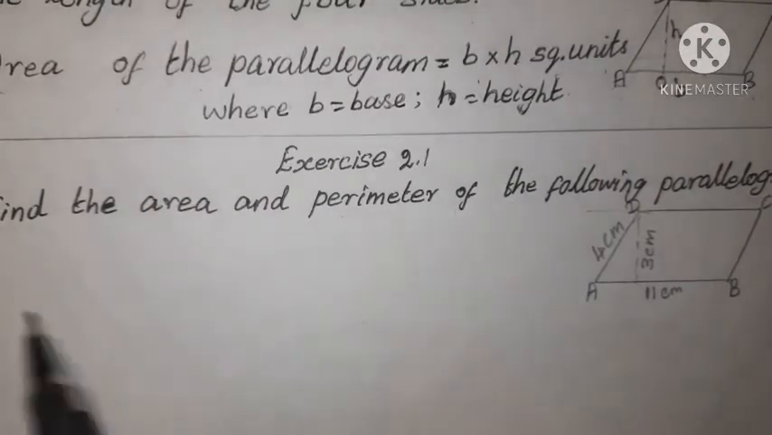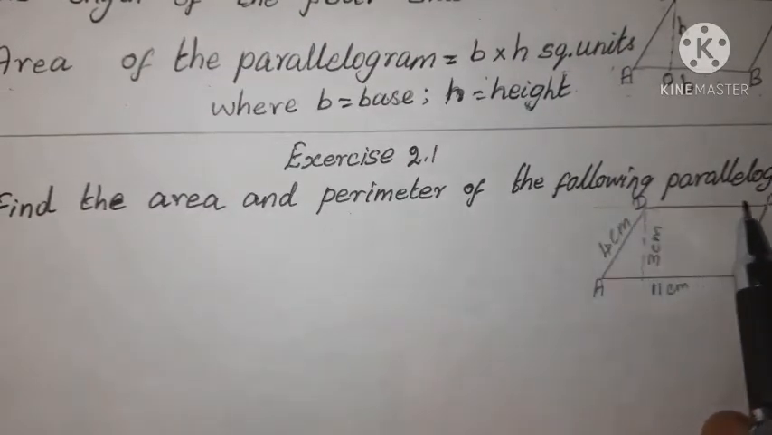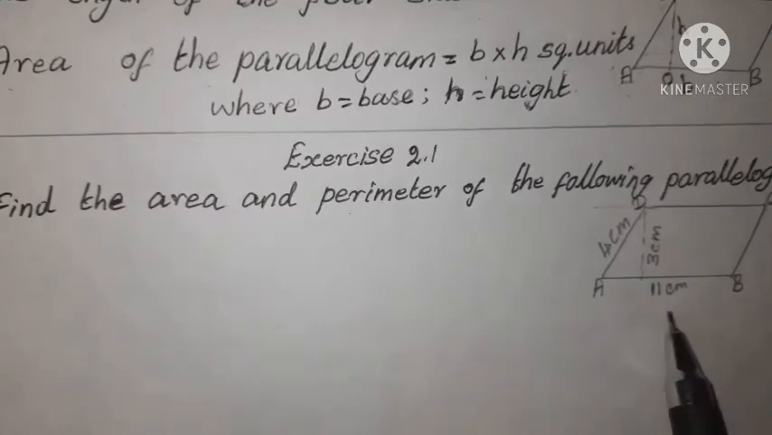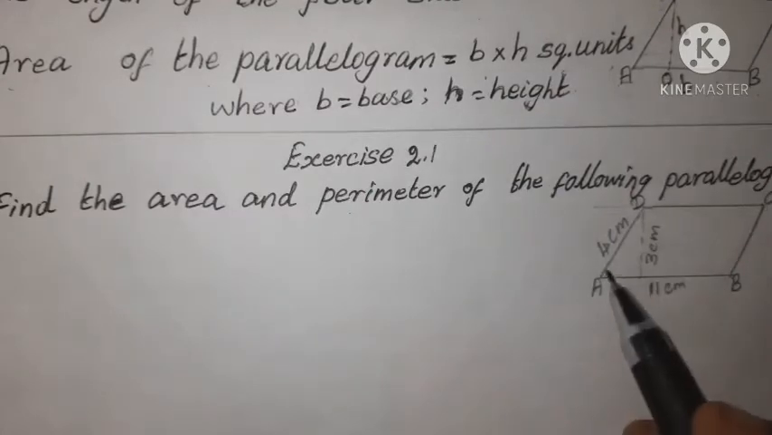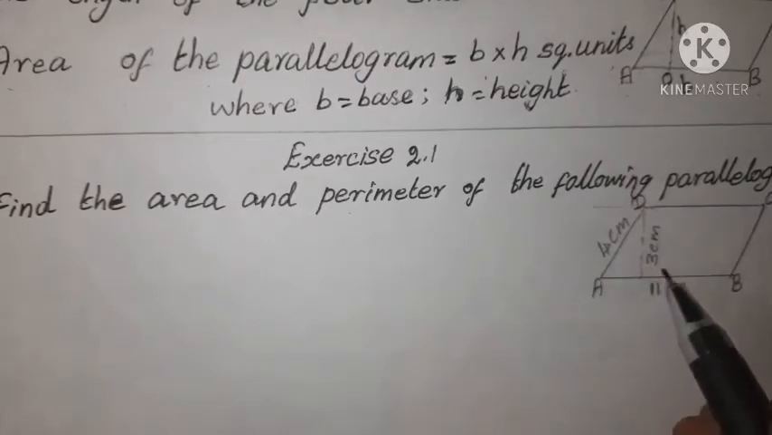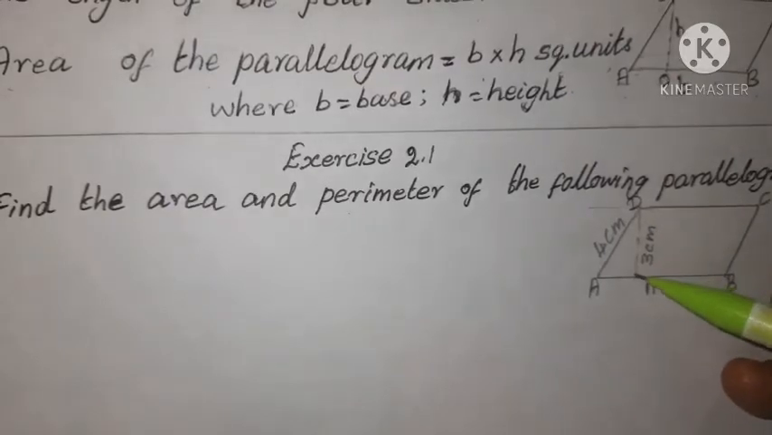Exercise 2.1. First sum. Find the area and perimeter of the following parallelogram. See the given picture. AB equals 11 cm. AD equals 4 cm. Height equals 3 cm. Height is the perpendicular line from one vertex to the opposite side.